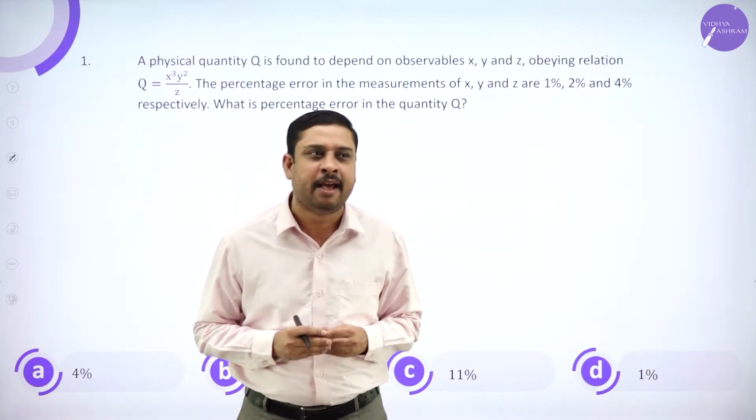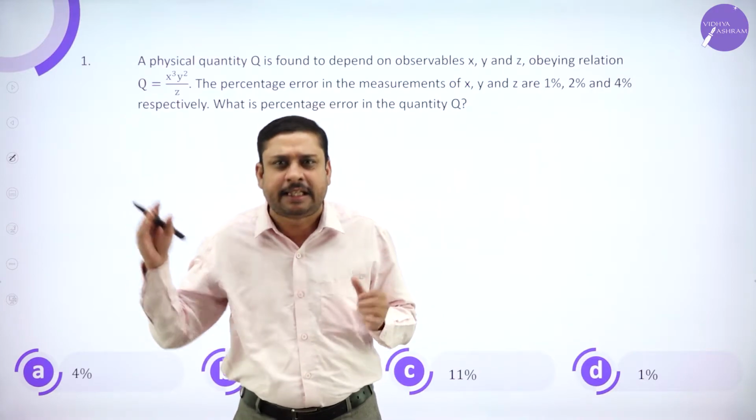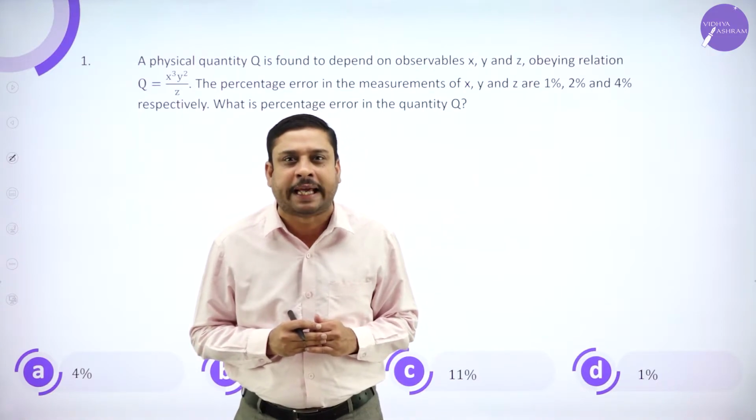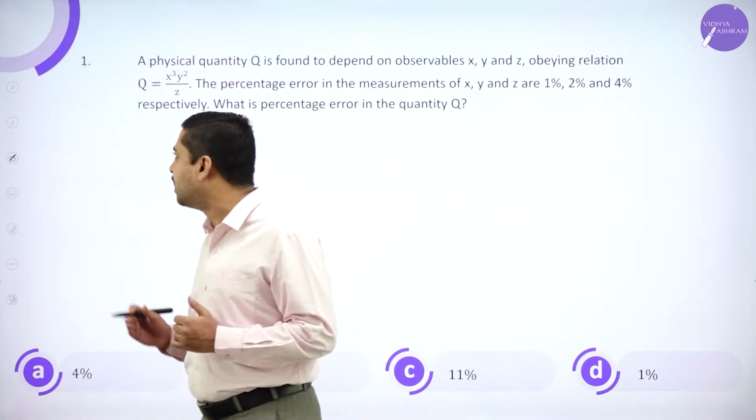If you understand the concept, solving the 2014 paper is very simple. Fine. The first question.